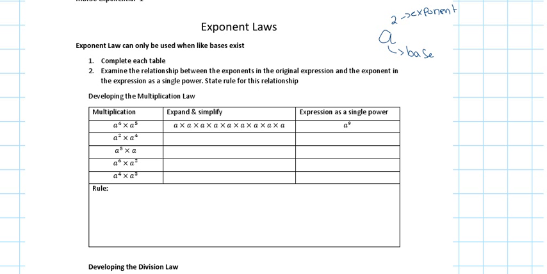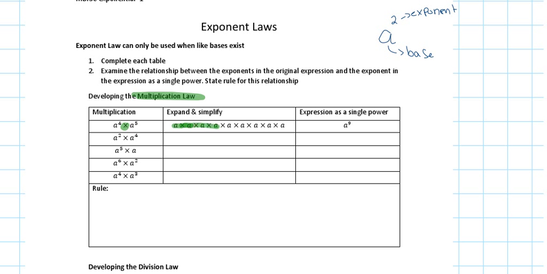Yeah. Okay. Now, the first thing that we're going to look at is what we call the multiplication law. Why is it called the multiplication law? It's because I have two terms and they're multiplied. So I have a to the power of 4 times a to the power of 5. If I take a to the power of 4 and I want to expand it, a to the power of 4 is a times a times a times a. That's what gives me a to the power of 4, right?